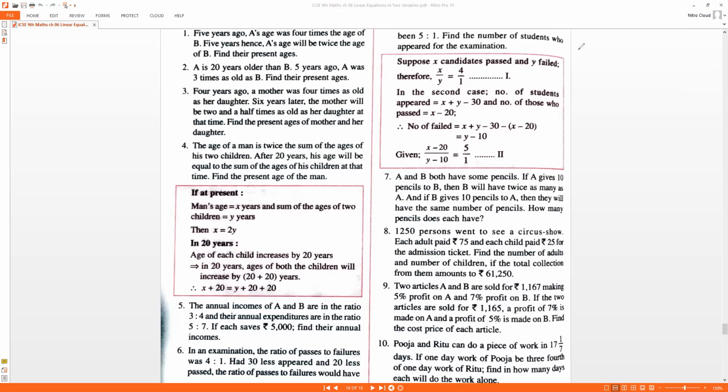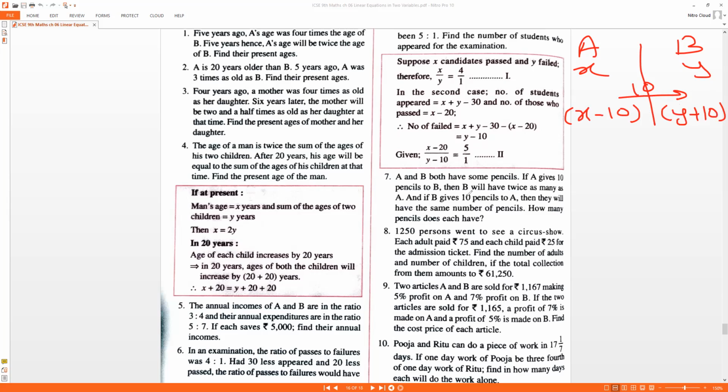So if A gives 10 to B, how much will A have? X minus 10. And how much will B have now? Y plus 10. Y plus 10. Very good.